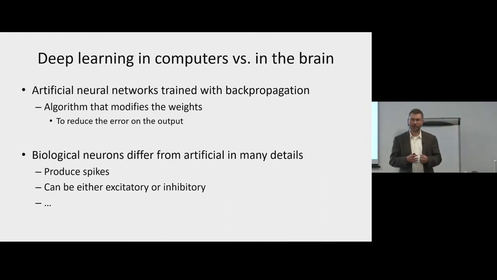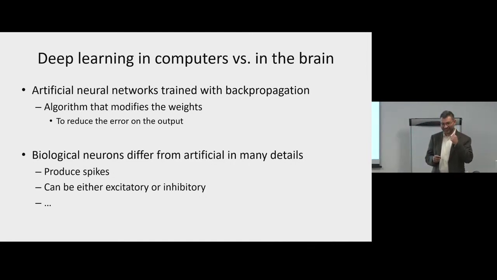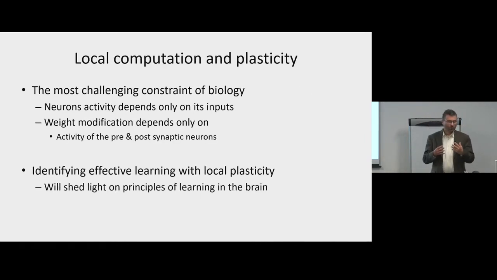However, there's one constraint on the computation in the brain which is fundamental, and I think most difficult to understand. This is the constraint of local computation and plasticity. In particular, biological neurons have to work autonomously, and they have to make their computation only on the basis of the inputs they receive. And the synapses, which store the synaptic weights, can update their weight only on the activity of the two neurons they connect. There are no external signals which can tell the synapse how much the weight should be modified, computed by some external algorithm. It has to be all done autonomously.